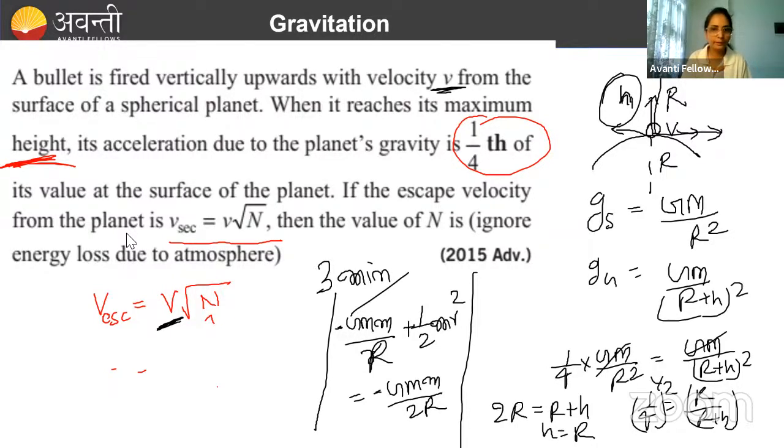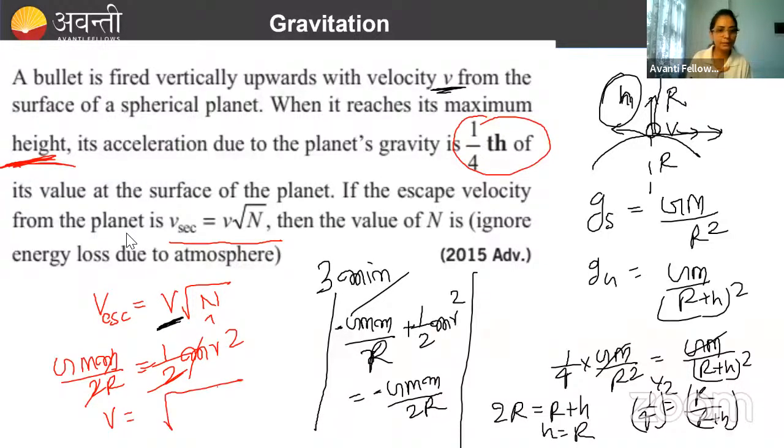Yes, that answer is correct. नहीं, मैं इसकी वैल्यू अभी पूछ रही हूँ. माइनस GMm by 2R, तो प्लस GMm by R करोगे इधर. How much value will you get? GMm by 2R will be equal to half mv square. तो m कैंसिल हो जाएगा, 2 कैंसिल हो जाएगा. वेलोसिटी का वैल्यू कितना आया? रूट अंडर GM by R. This much we are getting.